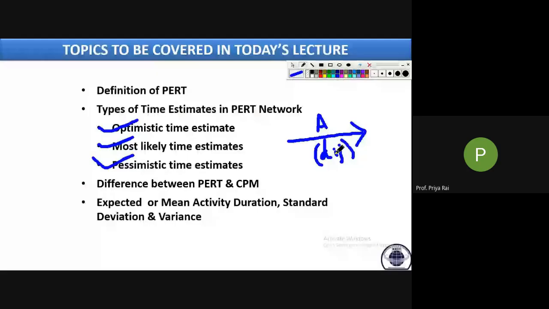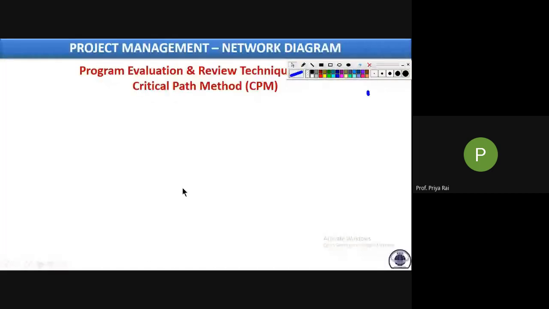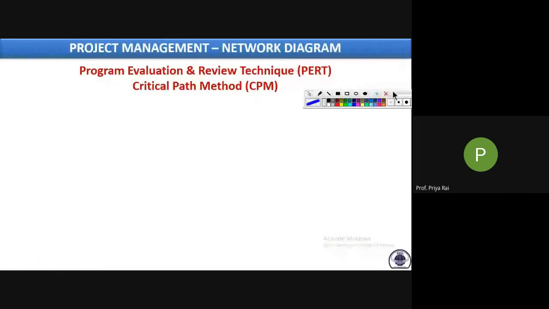So why are such things occurring? We will discuss this also. And lastly, we will be discussing the formulas for standard deviation and variance. So today we will discuss these topics. Now comes the definition of PERT and CPM.